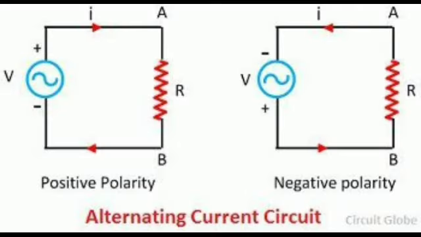Alternating current. An alternating voltage is the voltage which changes polarity at regular intervals of time, and the direction of the resulting alternating current also changes accordingly. This diagram shows an alternating voltage and the corresponding alternating current.